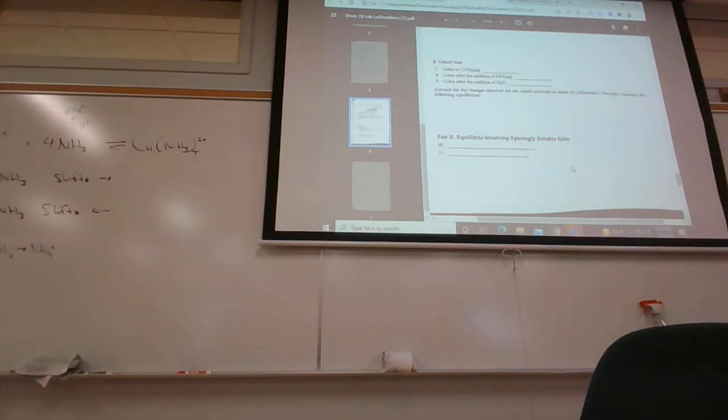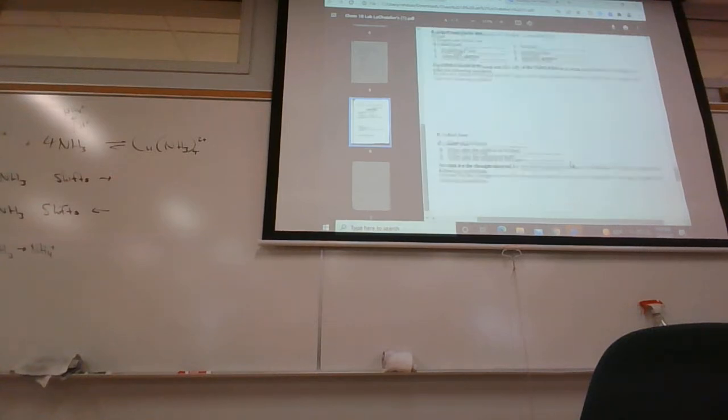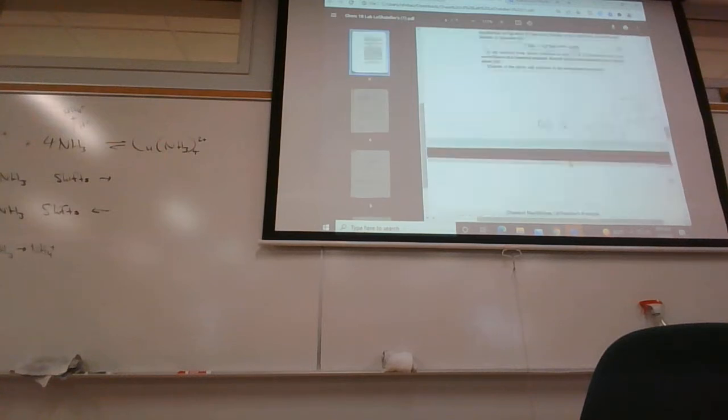Part 2, equilibrium involving sparingly soluble salts, 10-11. What the heck is 10-11?